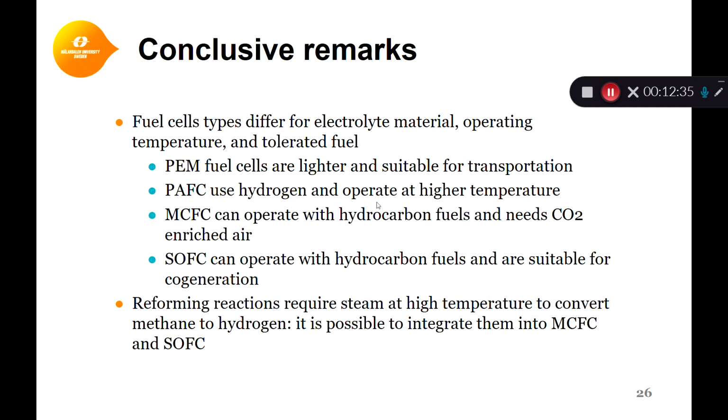Reforming reactions can be used to convert methane or hydrocarbon into hydrogen for fuel cell, and the reformer can even be integrated into high temperature fuel cell.